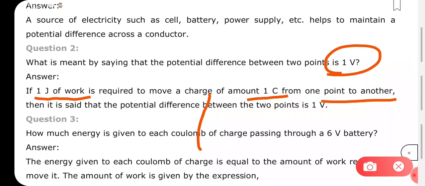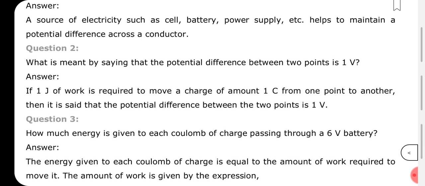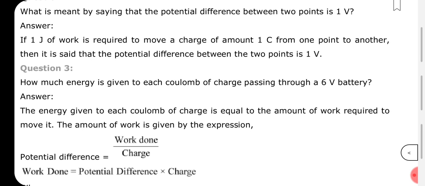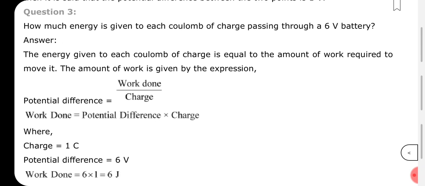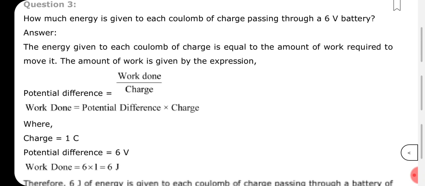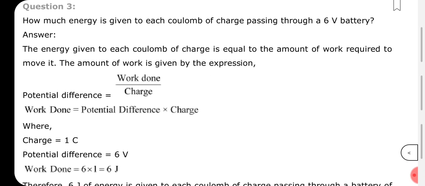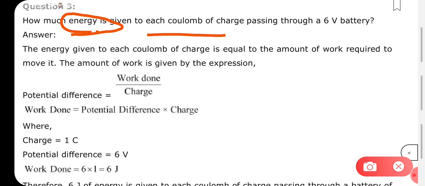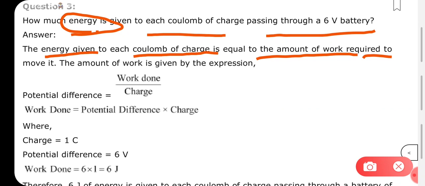Fine. We'll go on to the next question. How much energy is given to each coulomb of charge passing through a 6-volt battery? So how will you do this question? From the word energy, what do you mean? What do you need to actually calculate when we say energy? How much energy is given to each coulomb of charge when it is passing through a 6-volt battery? So the energy given to each coulomb of charge is equal to the amount of work that is required to move it.